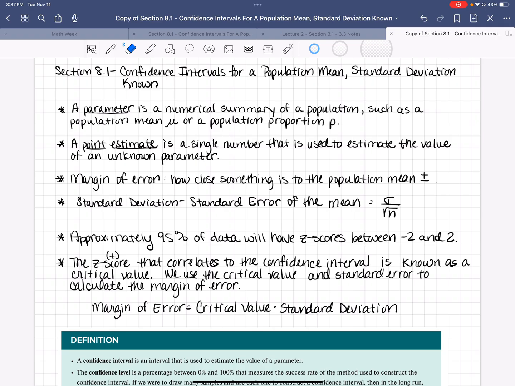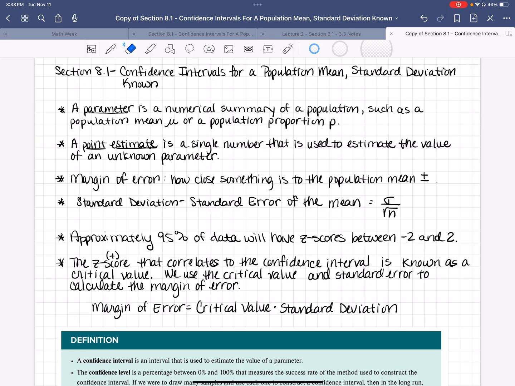So a parameter is a numerical summary of a population, such as a population mean mu or a population proportion p. A point estimate is a single number that is used to estimate the value of an unknown parameter. The margin of error is how close something is to the population mean, plus or minus. The standard deviation of the sample mean equals the standard error of the mean, and that's going to be sigma divided by the square root of n. This becomes very important. Margin of error also is very important.